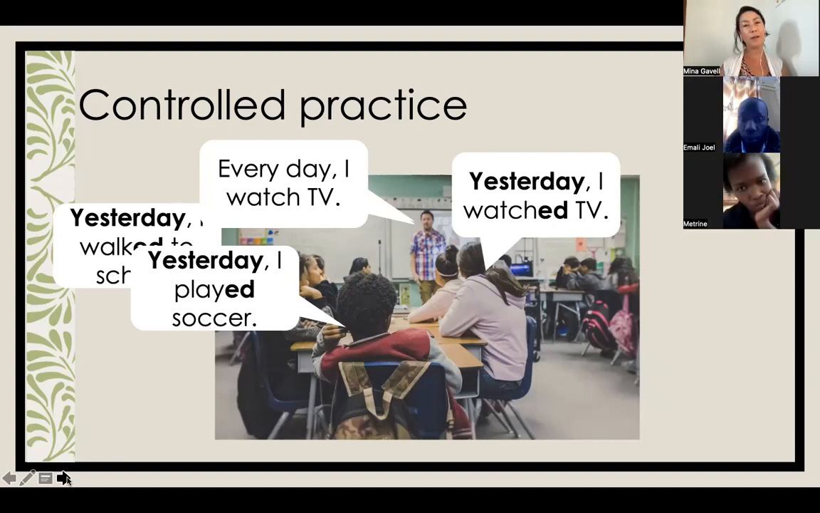So again, there's very little choice in this. There's not much to think about. The student just has to change every day to yesterday, and they need to add ed to the verb. So there's no real communication here. It's a very rote drill, but it's allowing the student to focus on form. This is controlled practice.